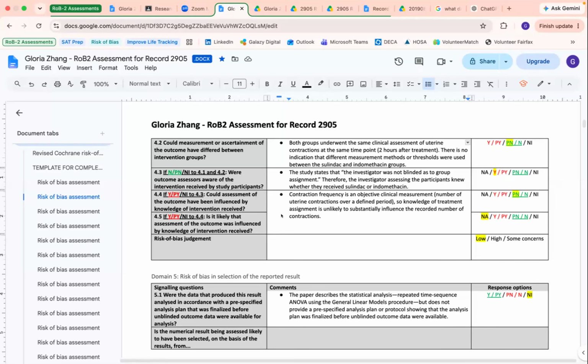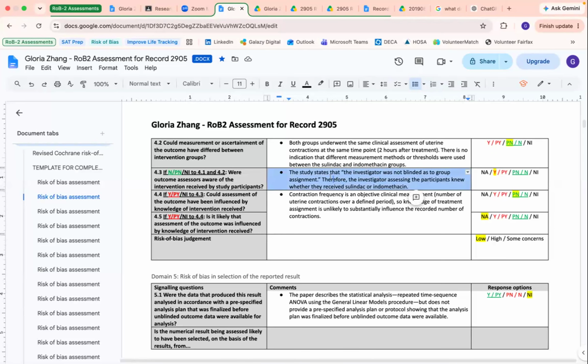For this one, I had said NI, and I also mentioned that there's no specification of who exactly assessed contraction frequency, because I believe the primary investigator, although he was not blinded, I don't think he was assessing contraction frequency. Yeah, I get what you're saying. I said yes because the study explicitly stated that the investigator was not blind to group assignment. And I guess by investigator they mean whoever was doing all the measurements. So that's why I put yes.